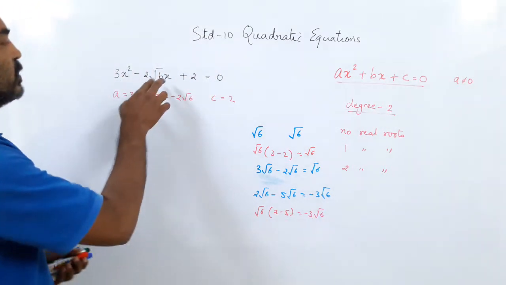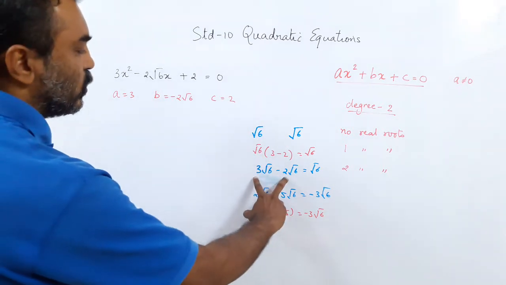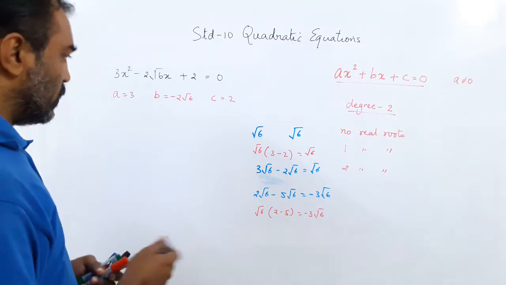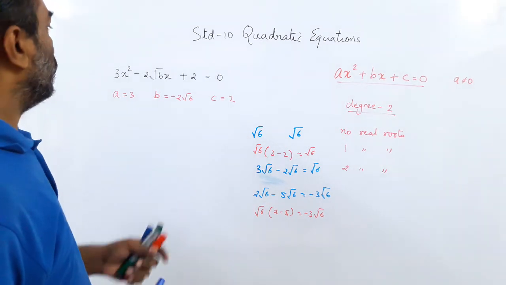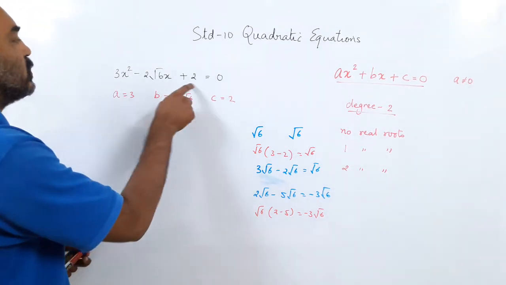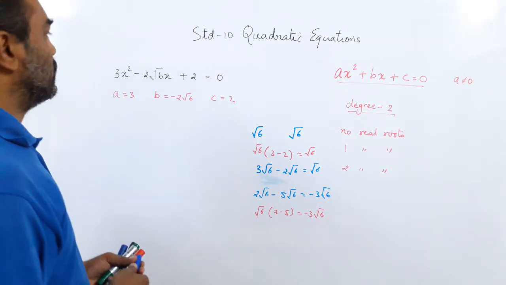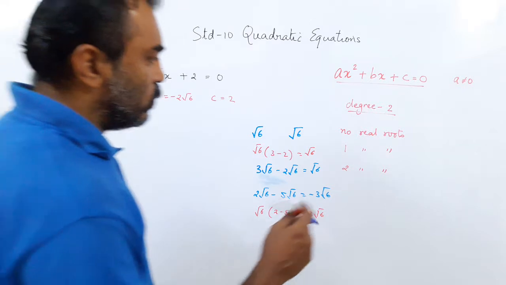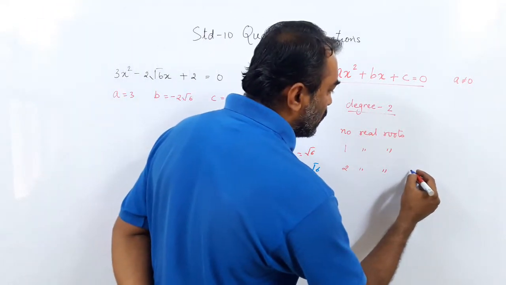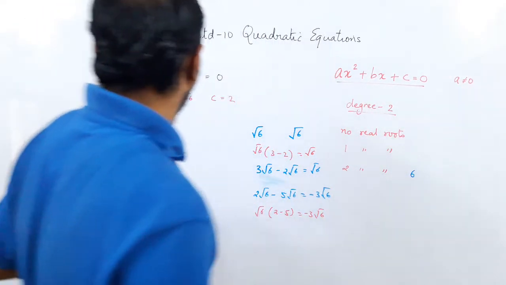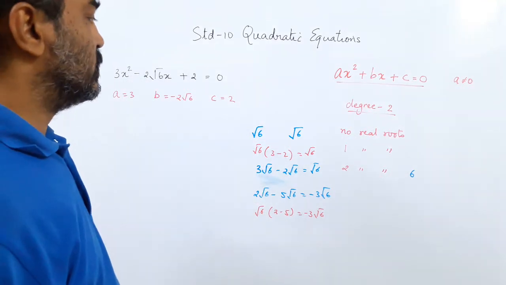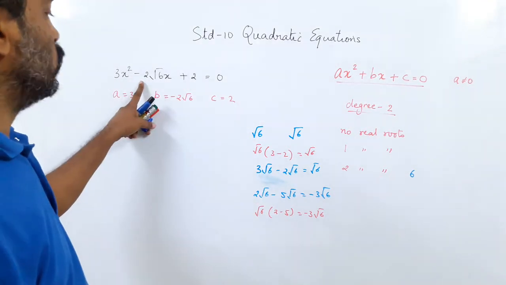So here we got a root 6 in between, so I have to find some integer which will give me this. Right? So we have to see the multiplication now. 3 twos are 6. So A into C is 6. How will we split 6 with the difference of 2?